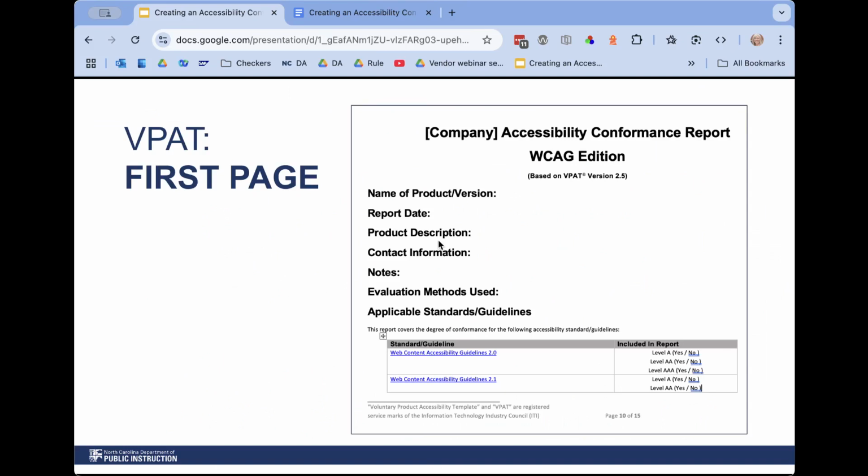Let's see, I see a question in the chat. Is it standard or recommended to have a third-party accessibility evaluation? That's a great question, and I actually talk about that a couple of times in today's presentation, so I'm so glad that you mentioned that. Let me go ahead and address it a little bit now, April, while the question is posed.